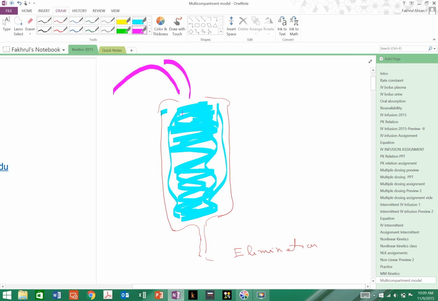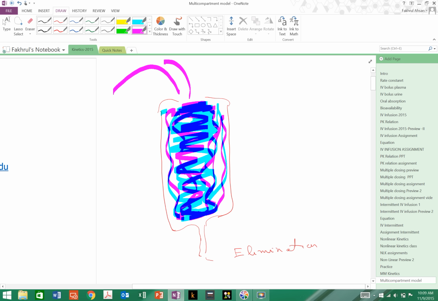So what is happening? This dye will mix with the entire water. And then some of the dye comes out through this extraction here, cleaning the water. So this is a compartment, and this is called a one compartmental model.